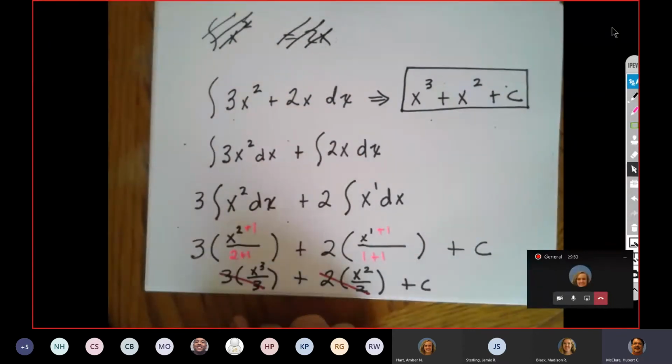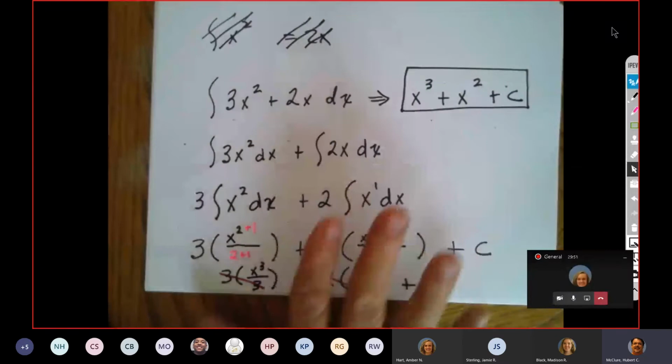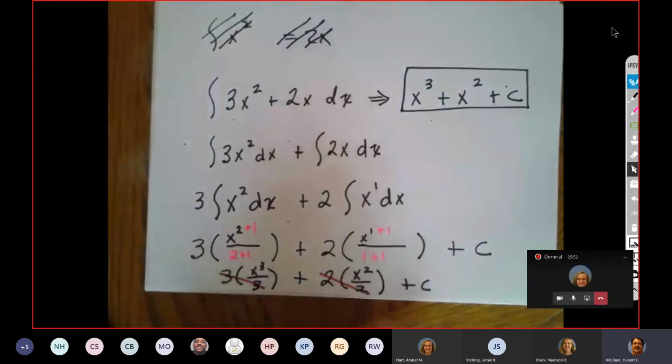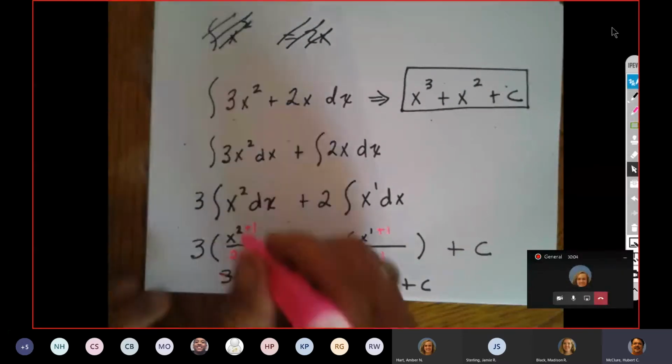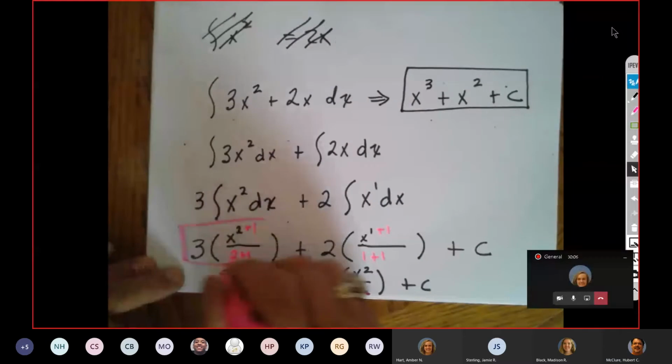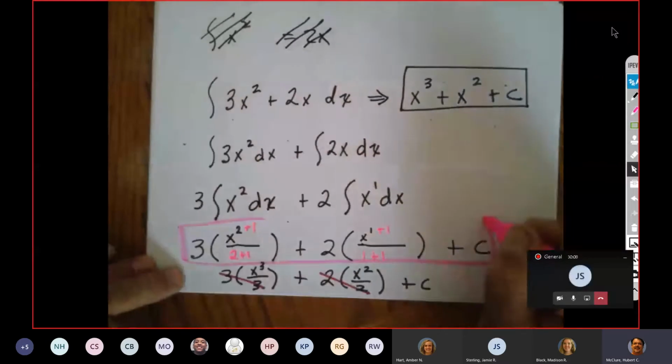Now, I just showed you the basics. I just showed you from the view of somebody out of trig, never seen calculus before. Why don't we mention how much of this is actual calculus? There's your calculus right there.